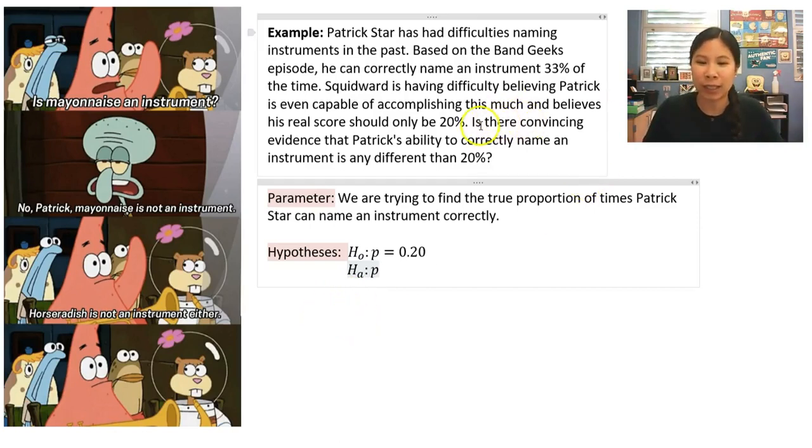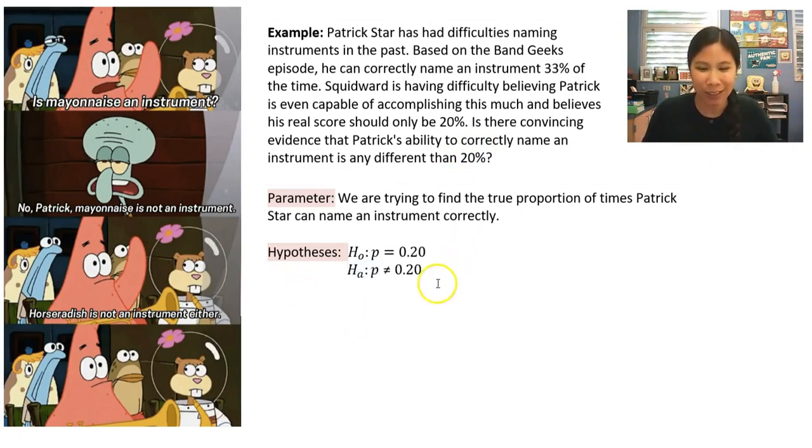Here we are asking, is there convincing evidence that Patrick's ability to correctly name an instrument is any different than 20%? They haven't talked about greater than 20% or less than 20%. It's just as long as it's different than 20%, which means anything that's different than 20% would be what we're testing for. So here we should be using the does not equal sign. All right, so here's our hypotheses.